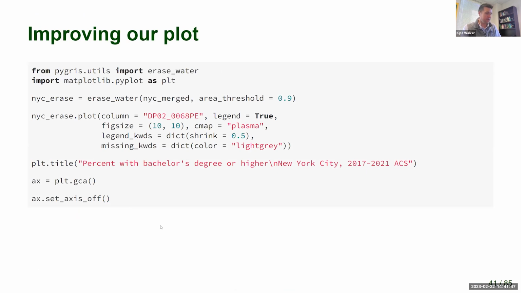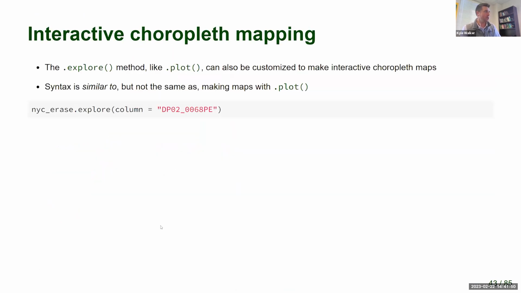So we also learned about the explore method in part 1. You can also use customization in the explore method to make really cool interactive maps. And I want to show you how this works. The syntax is similar, but not exactly the same as customizing with plot, because what plot does is it sends arguments down to matplotlib, whereas explore sends them down to folium and to Leaflet. So the syntax will be a little different, but it's still pretty similar.